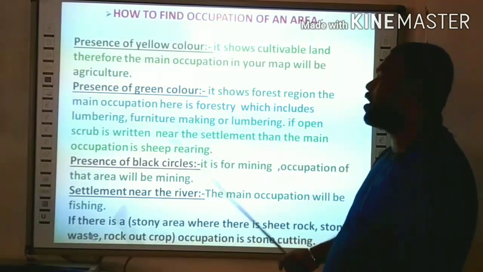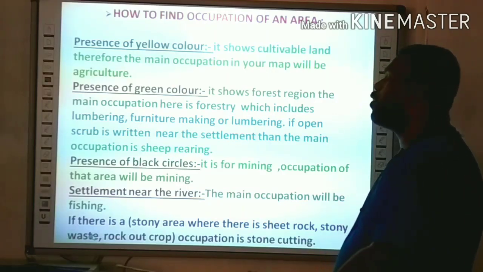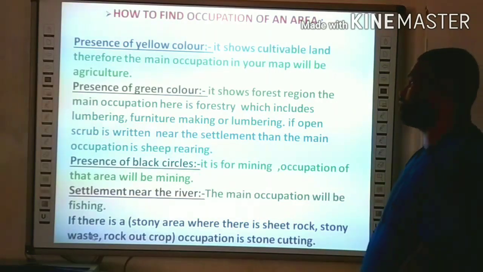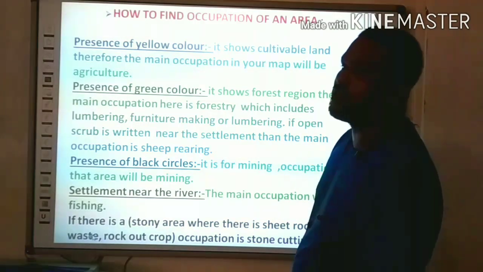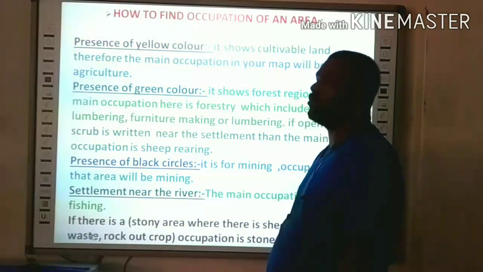Make a correction here. If you find it is written open scrub near any settlement, then the main occupation is sheep rearing. If you find anywhere written open scrub near the settlement, main occupation will be sheep rearing.